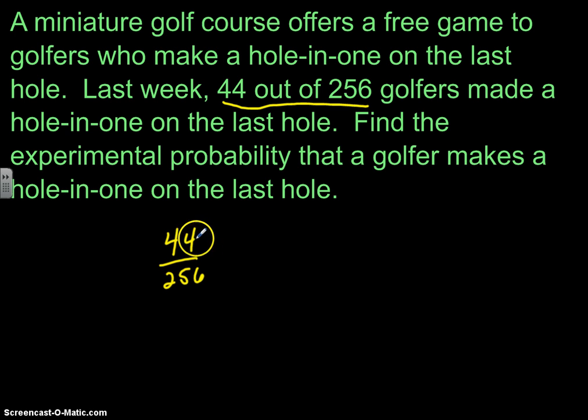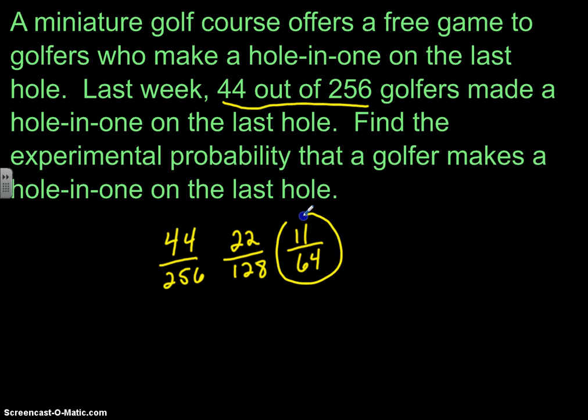What I need to do is just reduce this. Let's keep reducing by 2 here. That makes it really easy. That's 1, that's 2, that's 8. Keep going. 11 over 64. I think that does it. So I have an experimental probability of 11/64. 44 out of 256: I had 44 successes out of 256 trials. I make that a fraction, then I reduce it. So I get an experimental probability of 11/64.